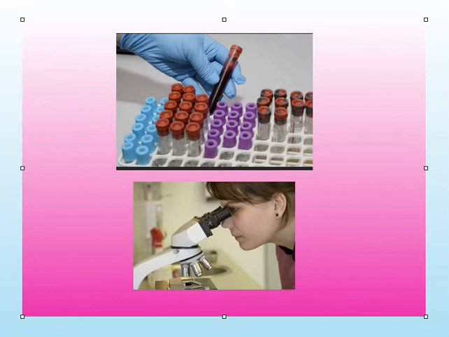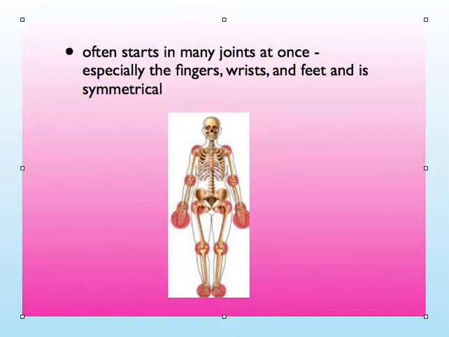The laboratory studies are very helpful, and also the examination of fluid from a joint may show very characteristic findings of inflammatory arthritis, which would be much different than that seen in osteoarthritis. The laboratory studies in osteoarthritis are normal.